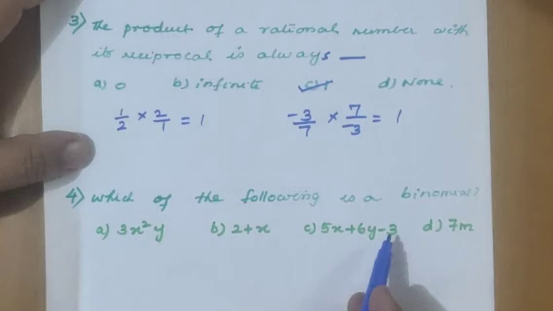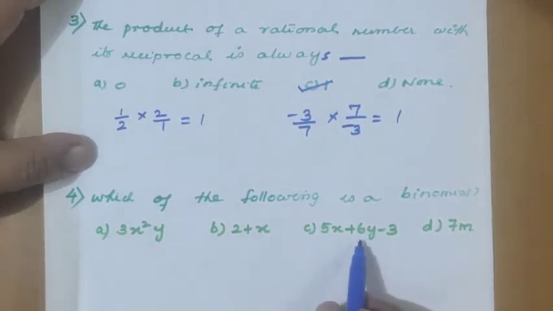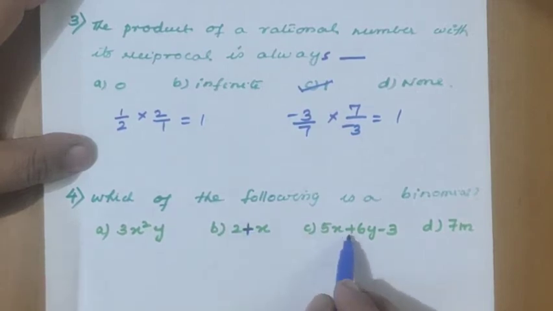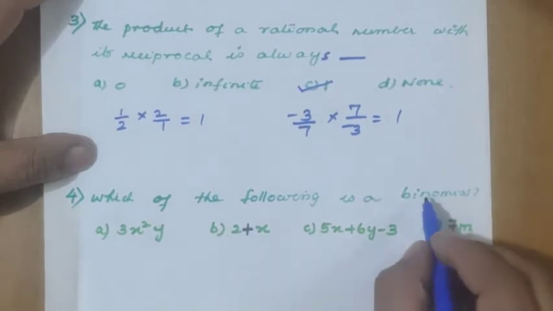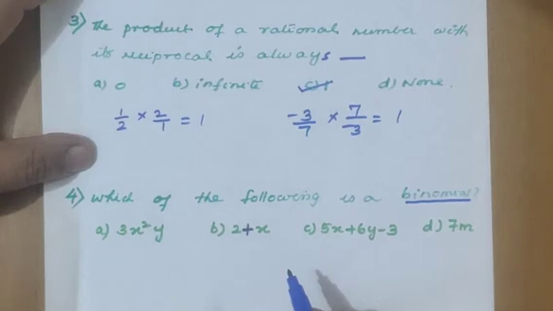Which of the following is a binomial? 3x square y, 24x, 5x plus 2 plus x, it is 2 plus x only, 5x plus 6y minus 3, and 7m. See, 4 options are given. The question is asked for binomial. What is the meaning of a binomial? When the polynomial consists of 2 terms.